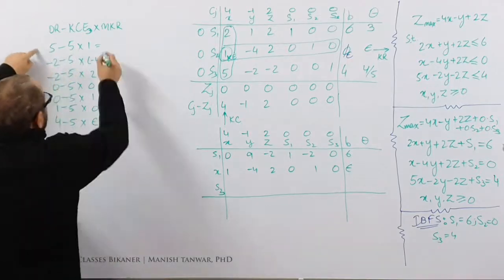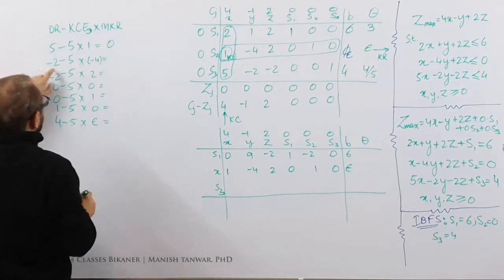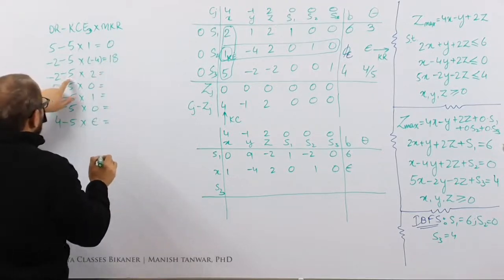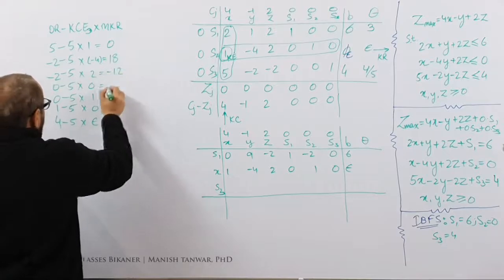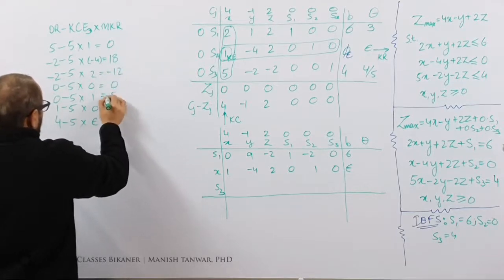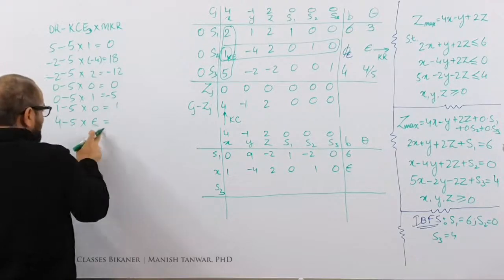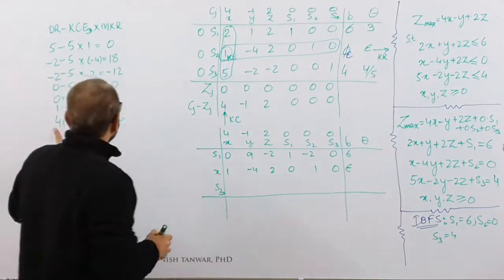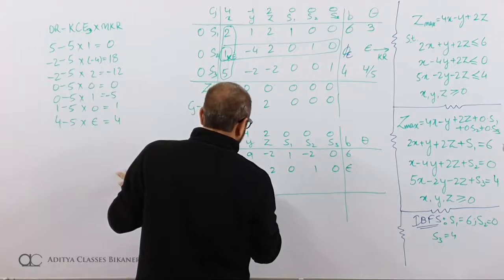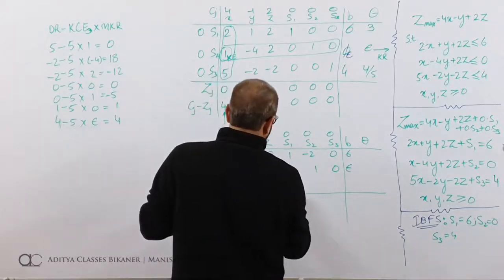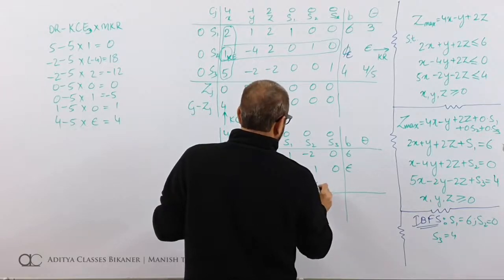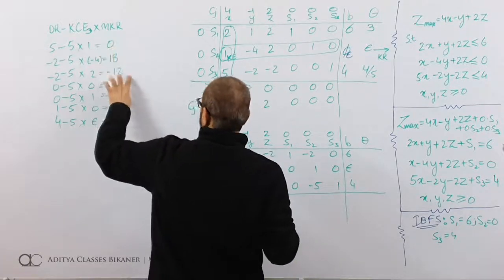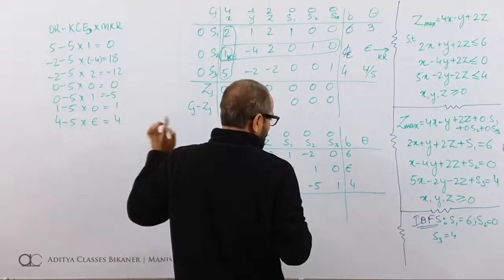So we have a 5 minus 5, making it 0, minus 2 plus 20, 18, minus 2 minus 10, minus 12, 0, minus 5, 1, 5 multiplied by epsilon would be almost 0. So this will be almost 4. So we get 0, 18, minus 12, 0, 5, 1 and 4. This will be minus 5. So we have a 0, 18, minus 12, 0, minus 5, 1 and 4.